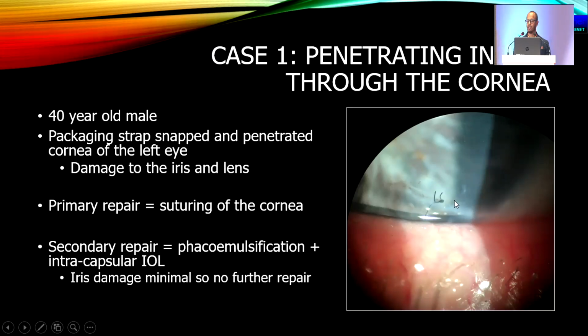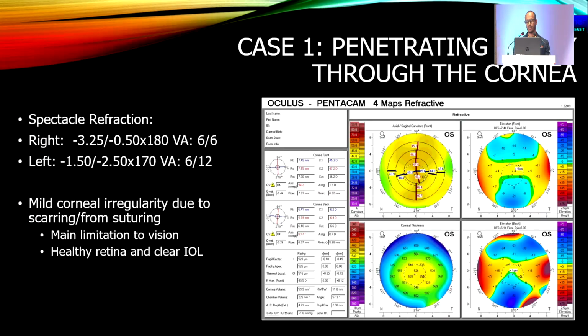It's well buried, so it didn't need to be removed. The secondary repair included a phacoemulsification and an intraocular IOL, intracapsular IOL. The iris damage was minimal, so no further repair was required. So look at the patient's spectacle refraction.